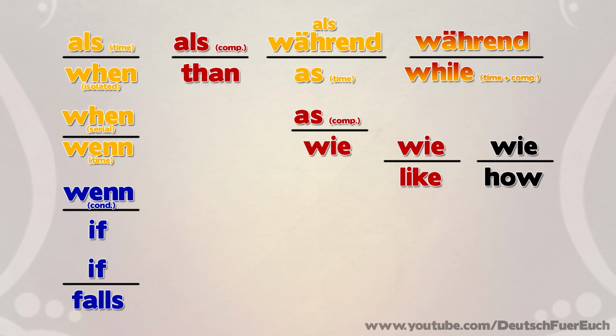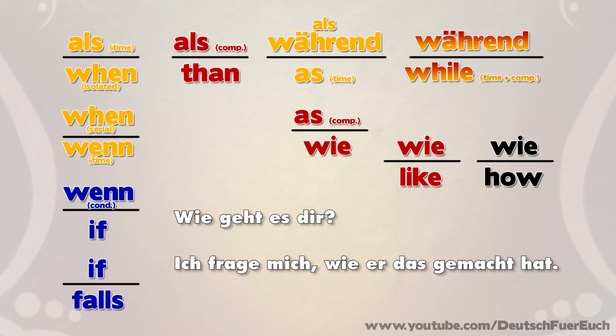is how. Both a question word, so how are you doing? Wie geht es dir? And when you use it in a sentence: Ich frage mich, wie er das gemacht hat. I wonder how he did that. Okay? And with that wraps up this chart.